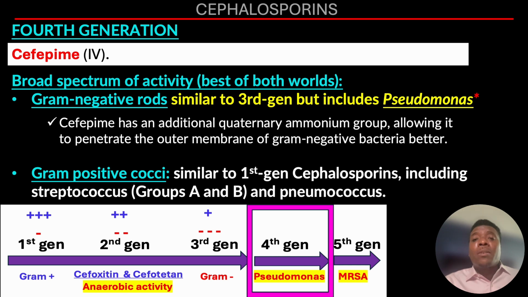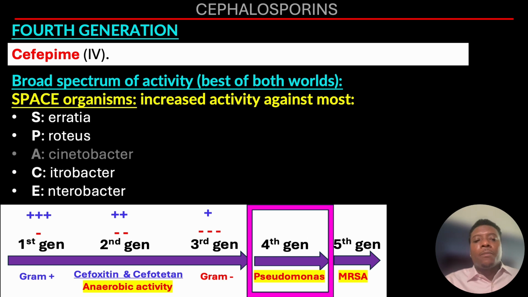In terms of its gram-positive coverage, it is very similar to the first generation cephalosporins. Remember that the first generation has excellent gram-positive coverage. So it has the best of both worlds, with the added benefit of now also covering Pseudomonas. Not commonly talked about, but we call the space organisms. Cefepime has increased activity against most of the space organisms, against Serratia, Proteus, Citrobacter, and Enterobacter. It is not great against Acinetobacter, but again, for most of them, it has good coverage for those bacteria.